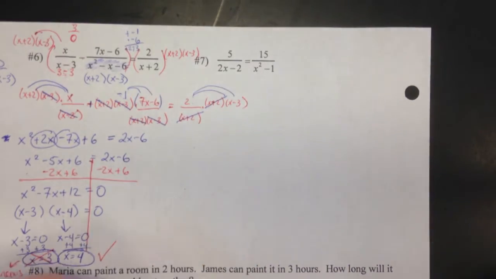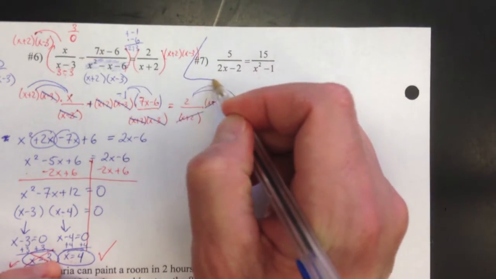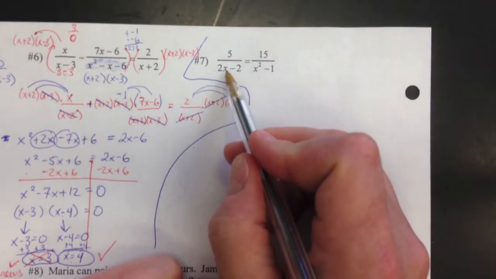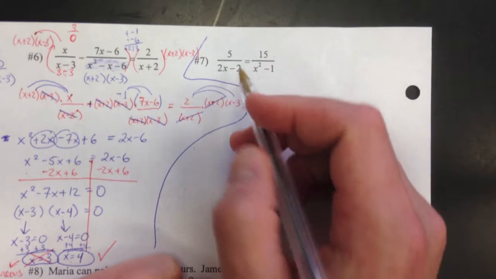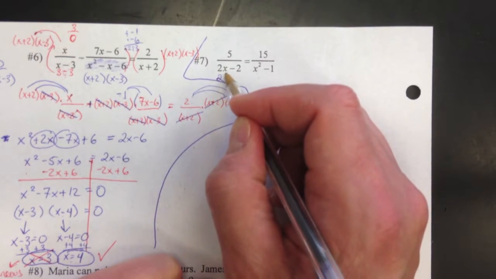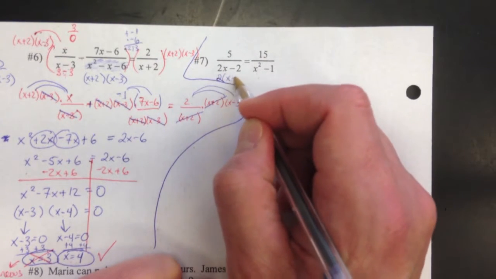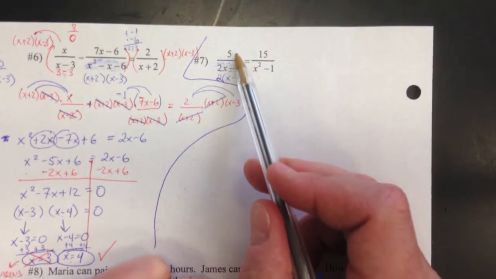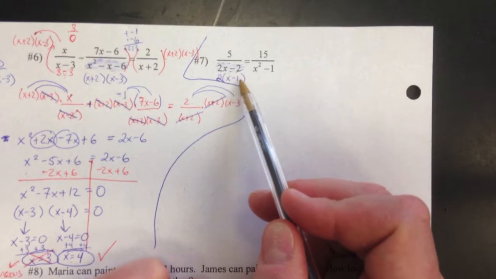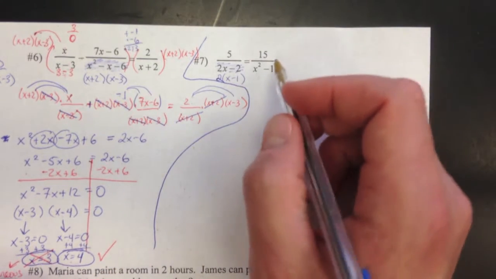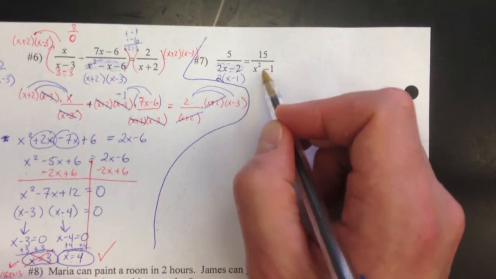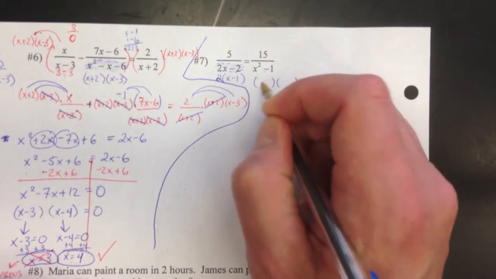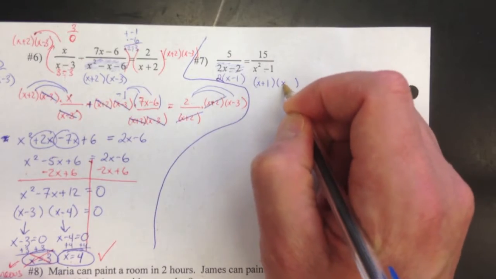However, before we do that, I do want to look at the factors to see if life could be a little bit easier for us. 2x minus 2, we can factor a 2 out of both of these terms and we get x minus 1. So this is 5 over 2 times parentheses x minus 1. And then this one here, x squared minus 1, we can factor that. That's a difference of two squares. That's x plus 1 times x minus 1.